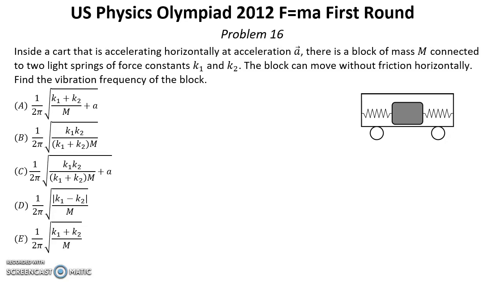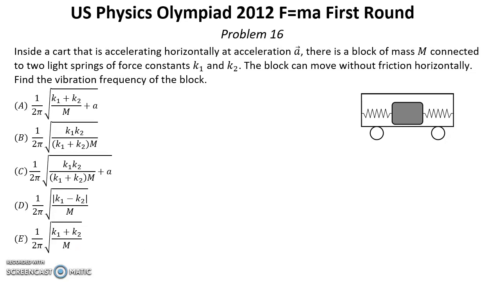Solution. Here the acceleration has no influence on friction. It has only influence on the point of equilibrium for compressed or stretched springs, and after that it will vibrate as without acceleration. Now if we compress one spring and stretch the other spring with the same distance x, there will be a force acting in the opposite direction, which is proportional to K1 plus K2.